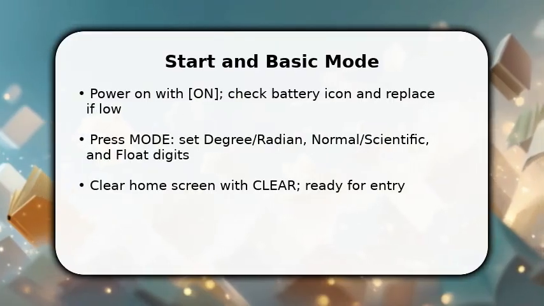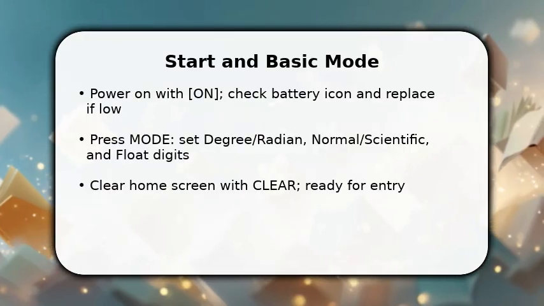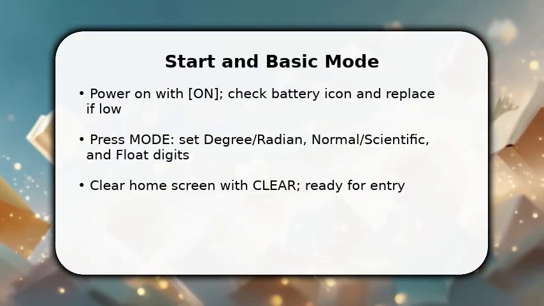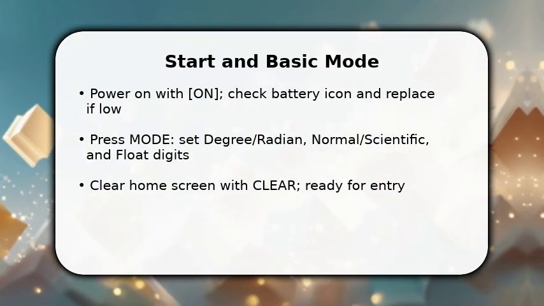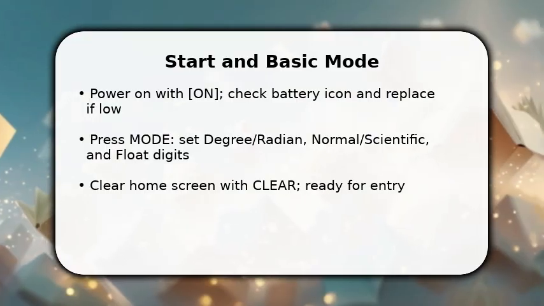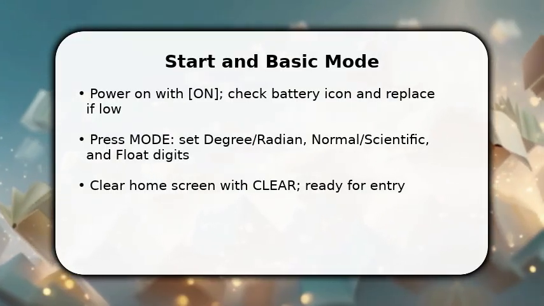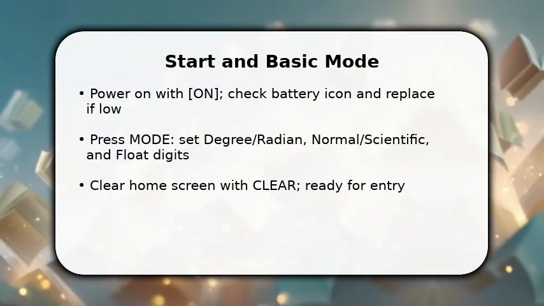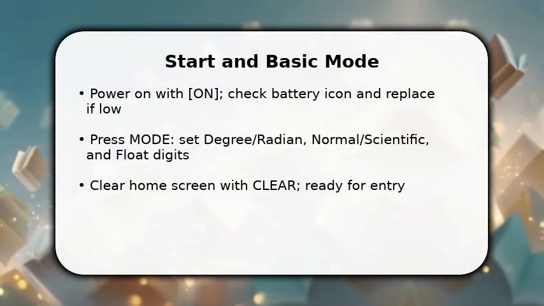You start by powering on and confirming essential modes. This is how you ensure accurate results. Press mode and choose degree or radian depending on the problem, set normal or scientific display, then pick float digits for precision. Once done, clear the home screen with clear so no prior entries interfere.